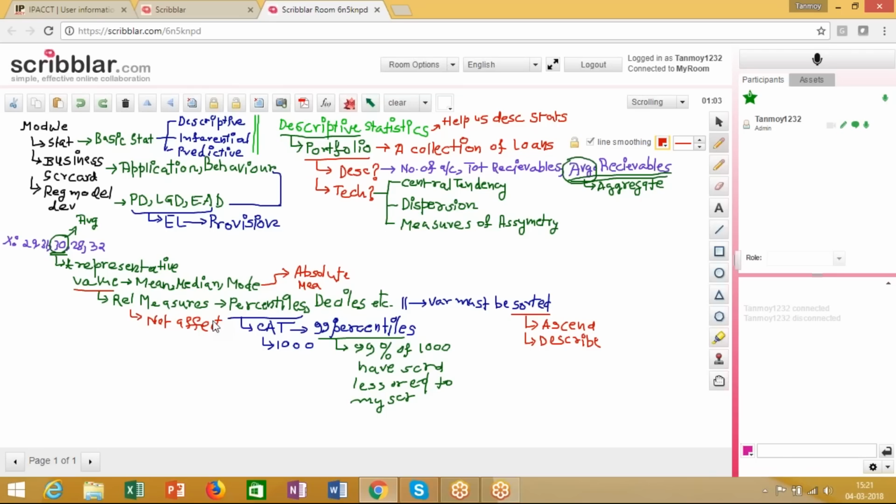So they do not affect these relative measures because you are sorting all the values in ascending or descending order. Outliers would lie either at the upper end or at the lower end, so the middlemost values are not really affected. Therefore, these measures are not affected by outliers. Let me put it as extreme values: these measures are not affected by the existence of extreme values. Let's see what I mean by this.